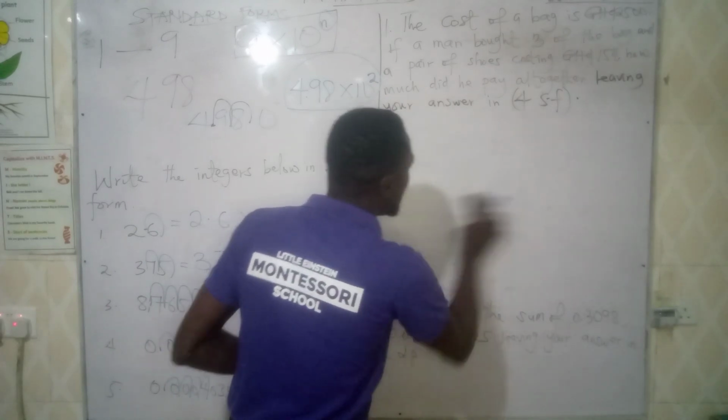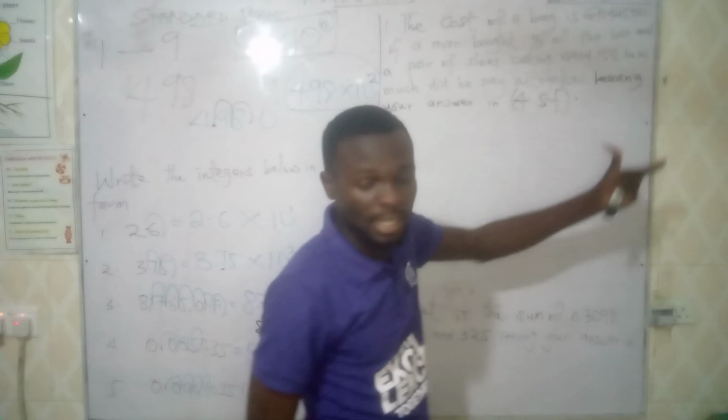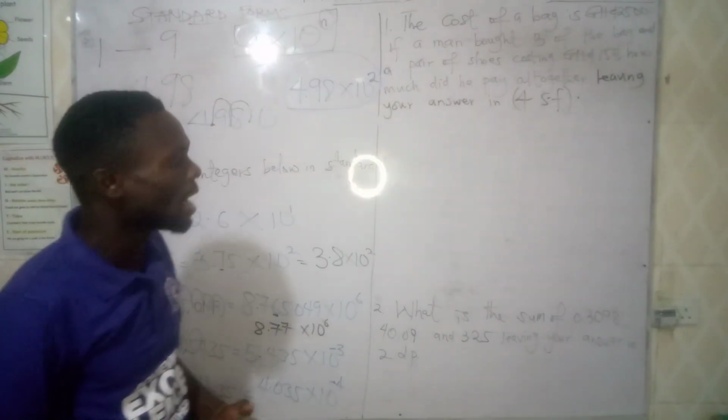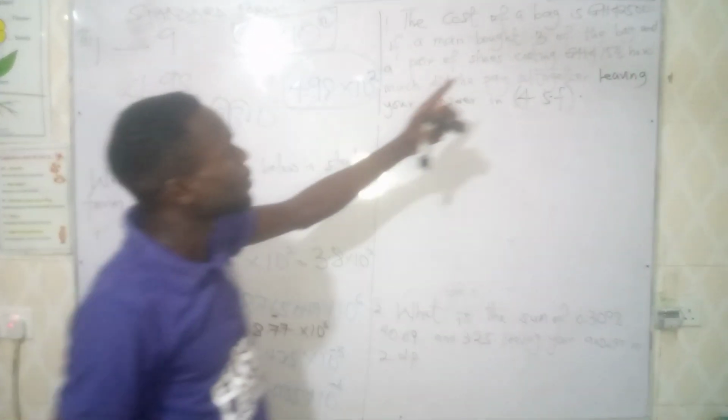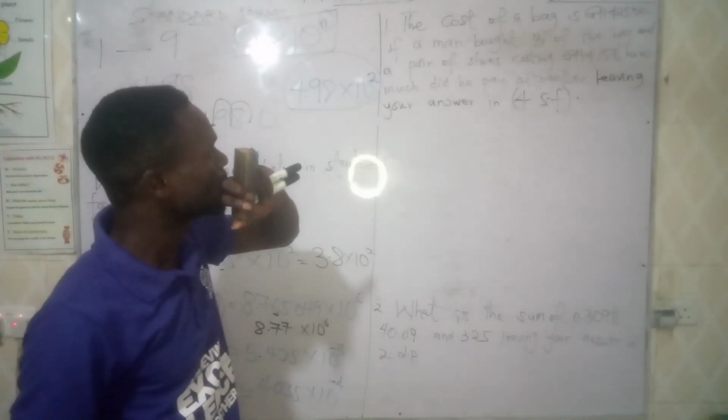Let's look at the word problem, whereby you can be asked to find your answer in significant figures and also in decimal places. The cost of a bag is 2,500.